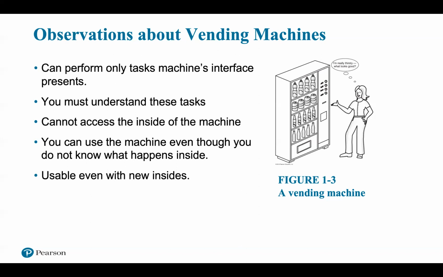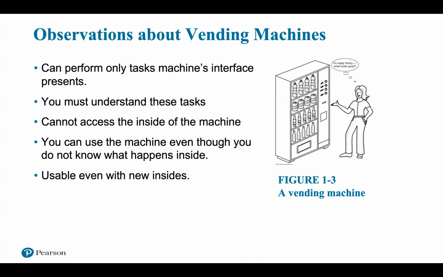You cannot access the inside of the machine because it is locked. It's a locked shell, encapsulating. You can use the machine even though you do not know what happens inside. If someone replaced the machine's inner mechanism with an improved version, leaving the interface unchanged, you could still use the machine in the same way. You as a user of the vending machine are like the client of the ADT bag that you saw earlier in this chapter. The observations that we just made about the user of a vending machine are similar to the following observations about a bag's client.